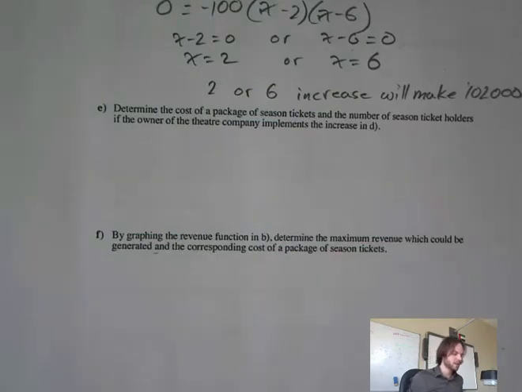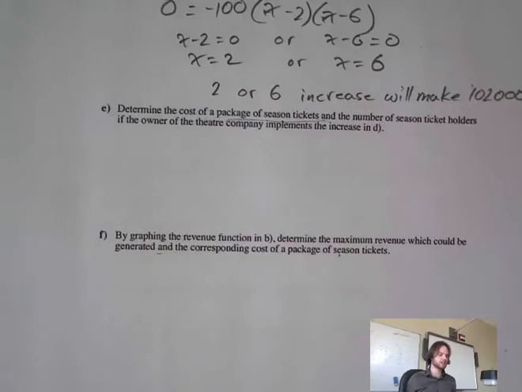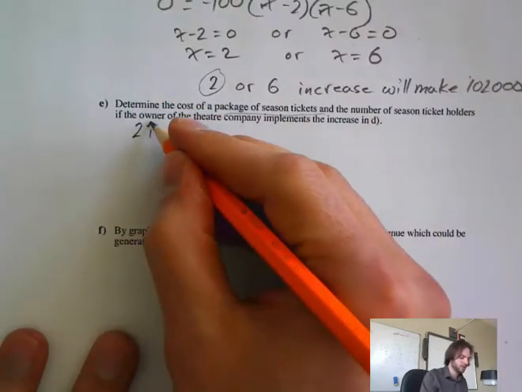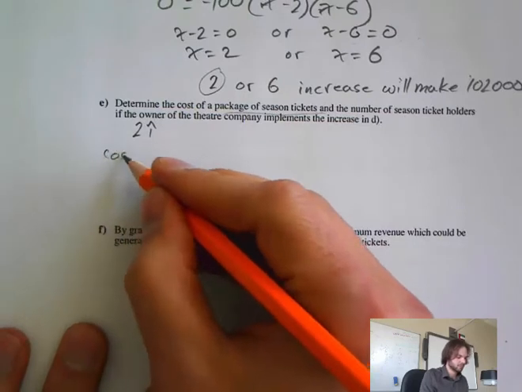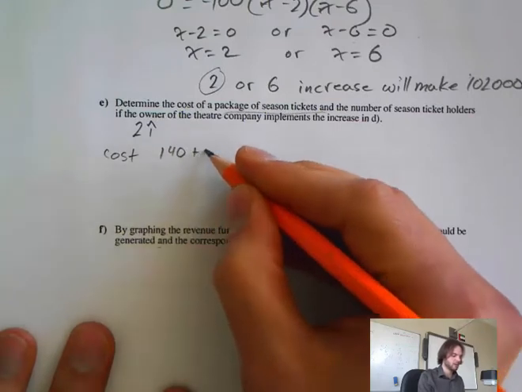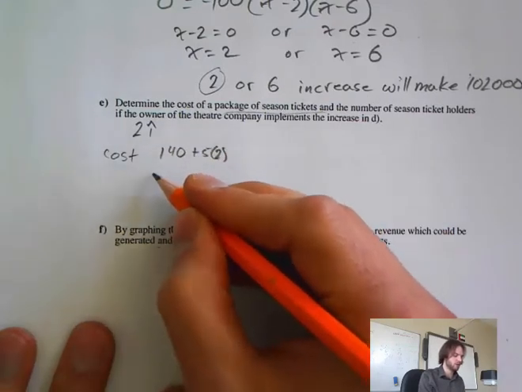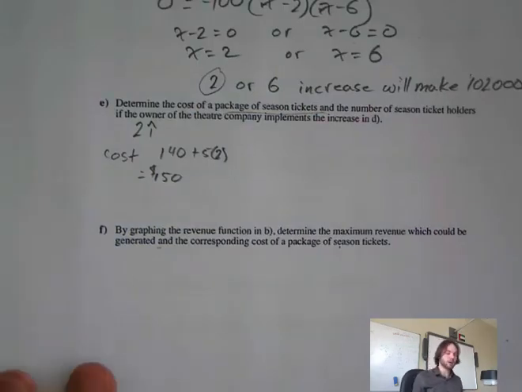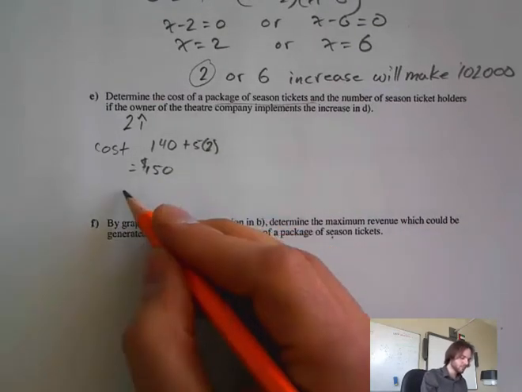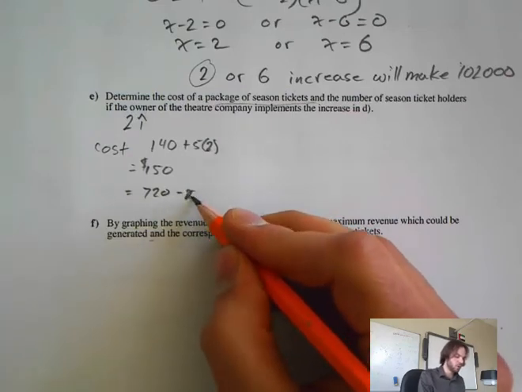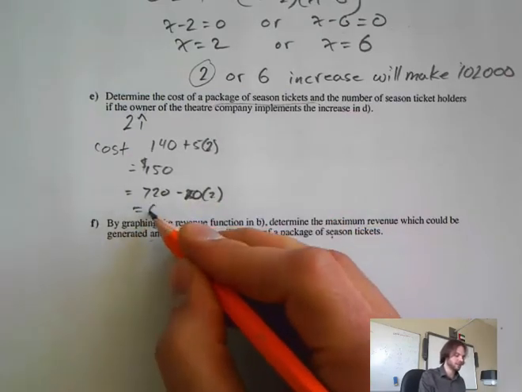All right. Take a look at this next one. It says, determine the cost of the package of season tickets and the number of season tickets for each of the instances in D. So we want to know what would be the cost after 2 increases. For 2 increases, the cost is equal to, remember, 140 plus 5 times 2, because there's 2 increases, which will give us $150. Now, how many season ticket holders will there be? That's going to be 720 minus 20 multiplied by 2, which is going to give me 680.